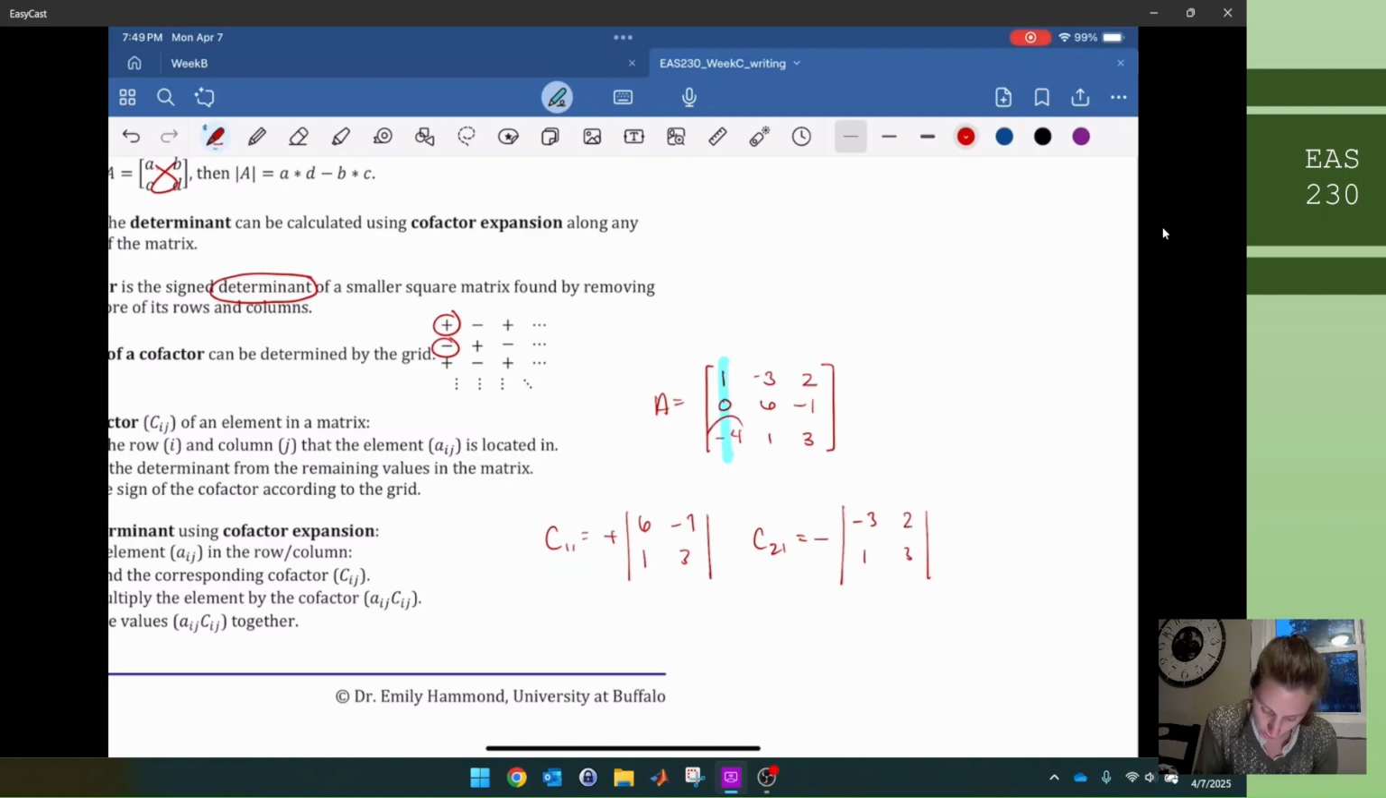This -4 here, remove the row, remove the column. So C3,1. It's a plus here on my grid. The remaining elements are -3, 6, 2, -1. Find the determinant of those elements.